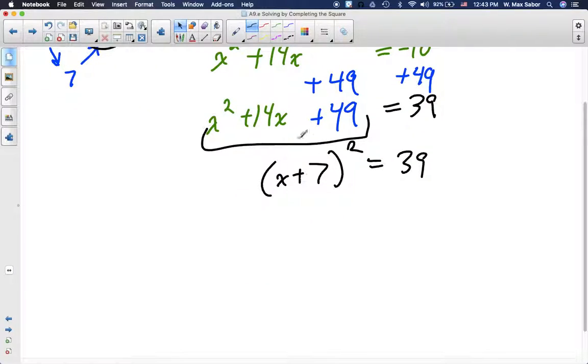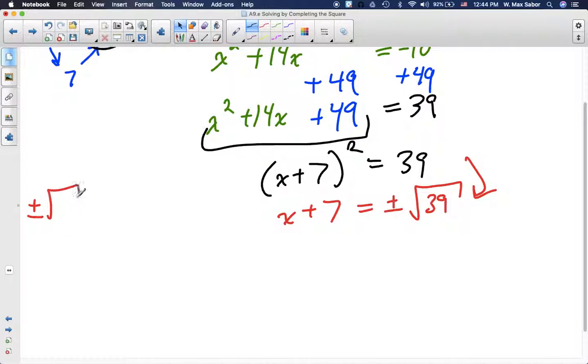Now, the opposite of squaring is square rooting. So we will take plus or minus the square root of both sides. So plus or minus the square root of 39. This is the new step. The opposite of squaring is square rooting. And because a positive times a positive is positive, and a negative times a negative is positive, it could be positive or negative the square root of 39.